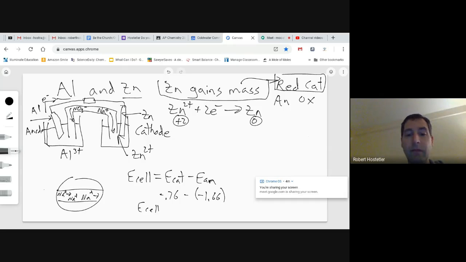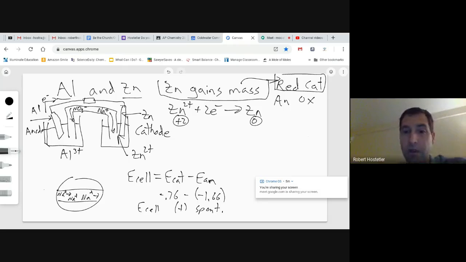Now, if you get a positive answer, then we know it's spontaneous and the reaction is going to happen, meaning it's useful. You can use the moving electrons to do work like power your cell phone or a flashlight or whatever. So positive voltage is good. E cell voltage, same thing.